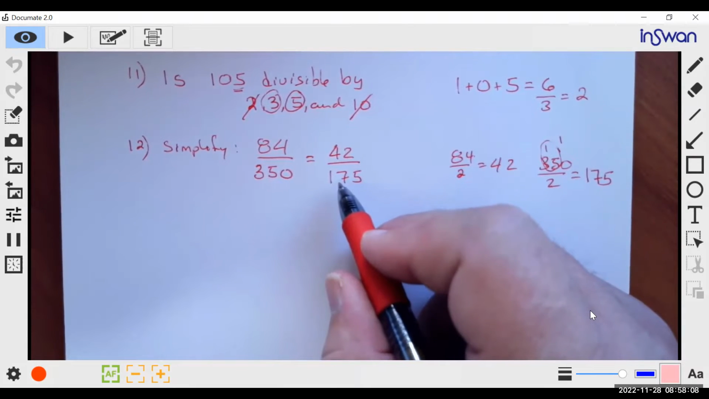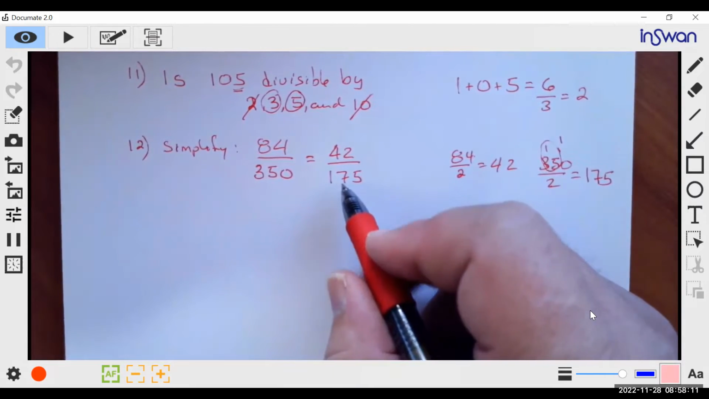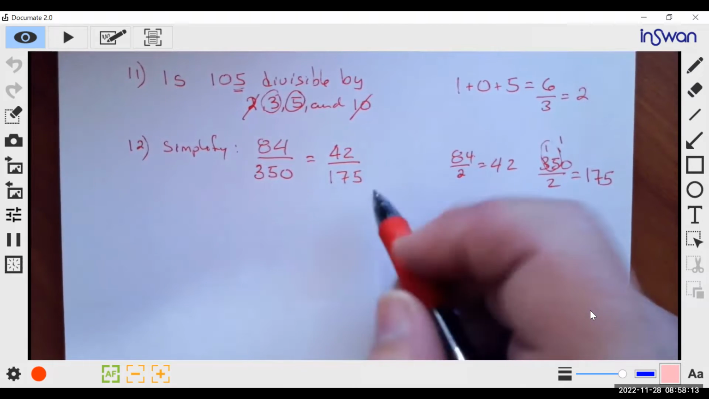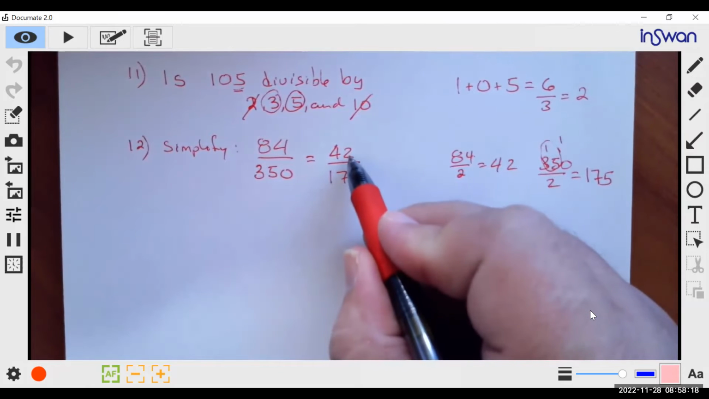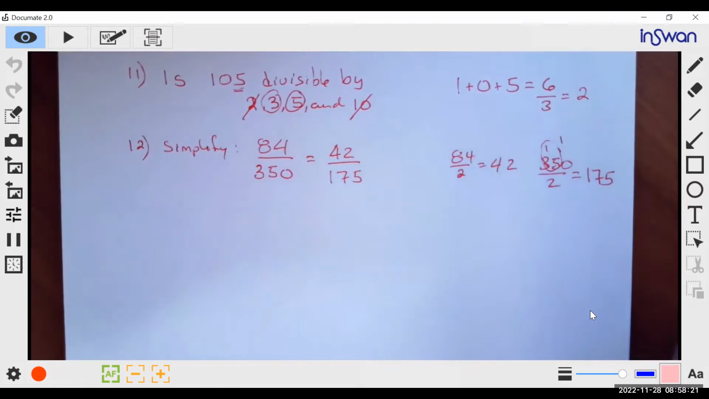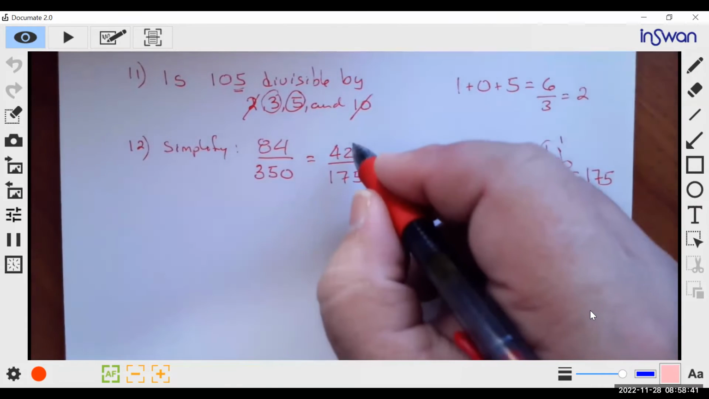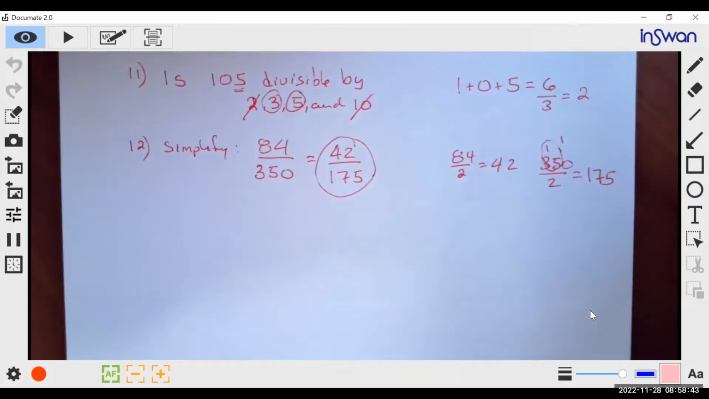Is it divisible by 4? If it's divisible by 4, it has to be divisible by 2 twice, and it's not. Divisible by 5? No, because it doesn't end in a 0 or a 5. Divisible by 6? It's divisible by 6 if it's divisible by 2 and 3, so no. Divisible by 8? No. Divisible by 9? No, because if it's not divisible by 3, it's not divisible by 9. So there you go. That's the farthest you can go.